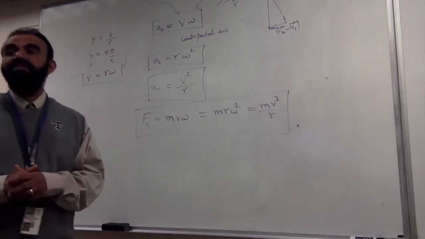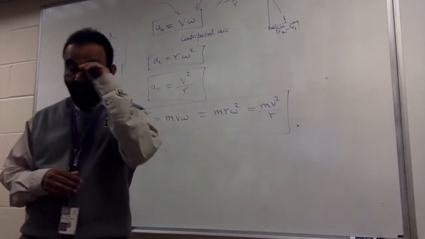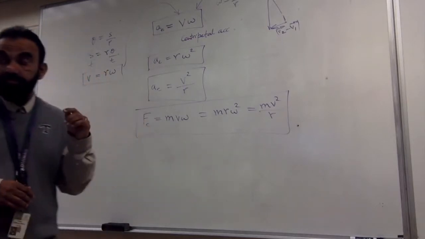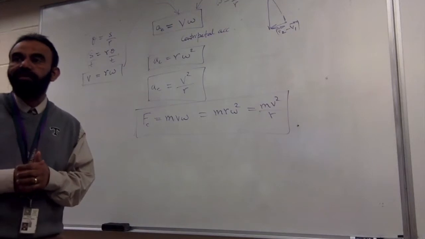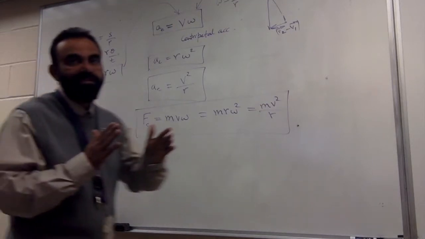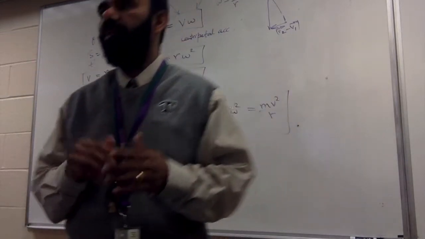Anyway, so there is a centripetal force needed, and in this scenario, where is the centripetal force? It's none of these 4. Tell me where. So when I'm taking a turn like this, what is the force that makes me turn?